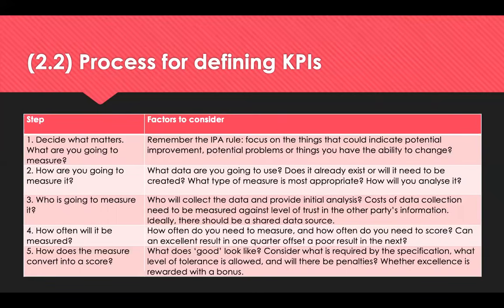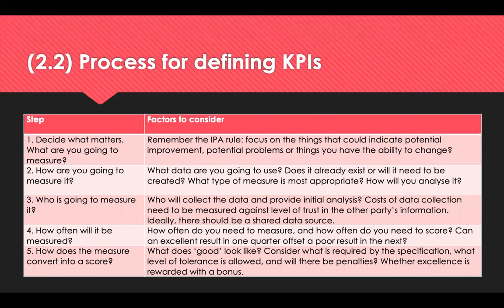And how does the measure convert to a score? So what does good look like? Consider what's required by the specification and what levels of tolerance are allowed. And will there be any penalties? And conversely, if there's excellence, would you reward it with a bonus?